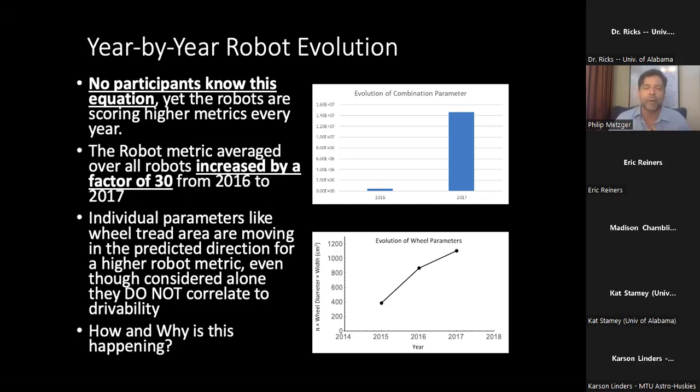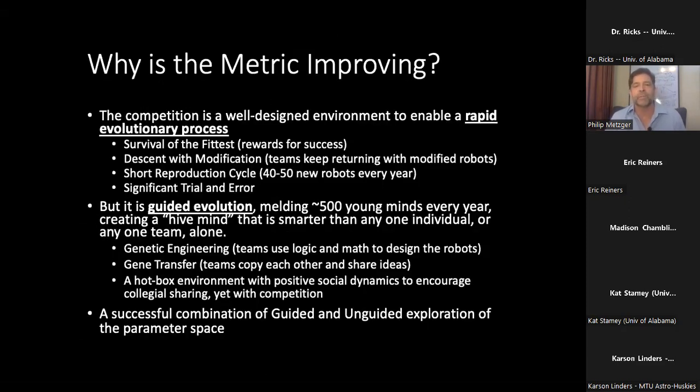So how was the competition able to do this? Well, we think it was a well-designed environment for rapid evolutionary advancement. It was a survival of the fittest type program because there were rewards for success. There was descent with modification, because teams kept returning with modified robots or new robots built on the heritage of what they already learned. There was a short reproduction cycle, 40 to 50 new robots per year. And there was significant trial and error. But it was also a guided evolution process.